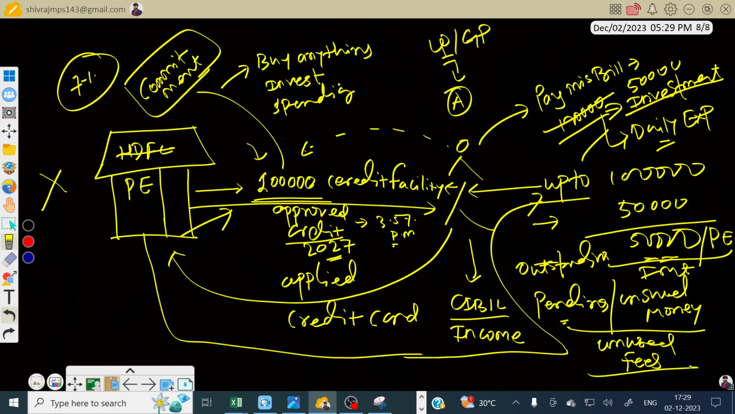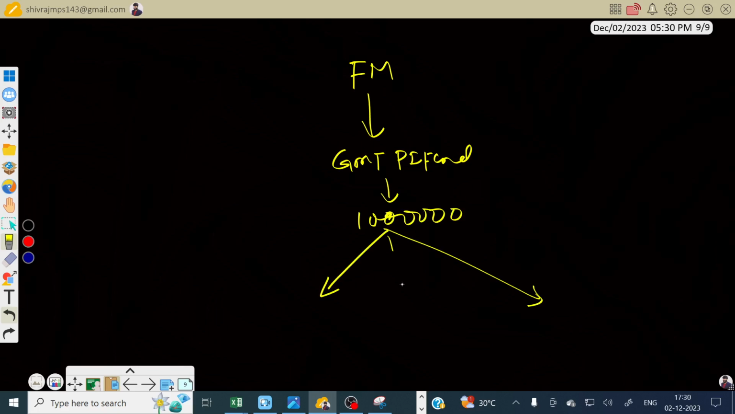What if, in this particular example we just took one, but what if there is a fund manager who is working on a GMT PIF fund. The GMT PIF fund has a target of, let's say, 10 lakh, and there are A, B and C, 3 investors who are ready to invest. A is ready to invest 5 lakh, B 3 lakhs and C 2 lakhs.